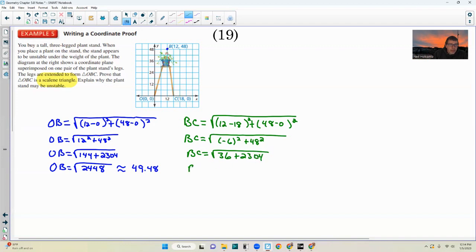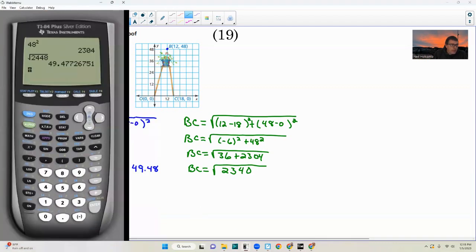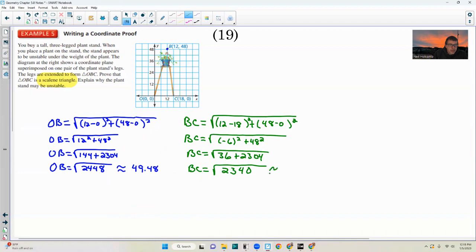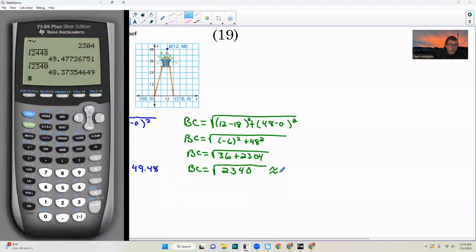Keep in mind when you're working, if you recognize something that you've done already, just reuse it rather than going to the calculator again. 6 plus 4 is 10, carry the 1. 3 plus 0 is 3, plus that carried 1 is 4. And then we have 3, 2. So we have the square root of 2,340, and I need to check that. The square root of 2,340, we really don't need to do this. That is an approximation of 48.37.